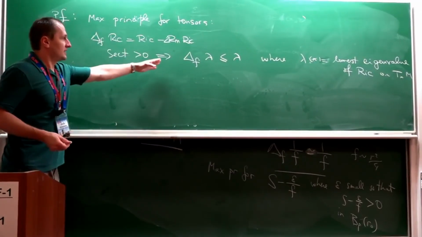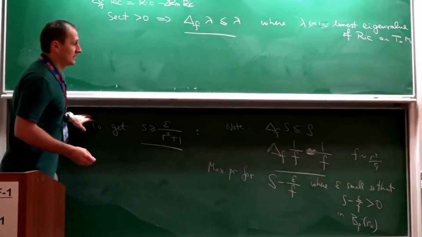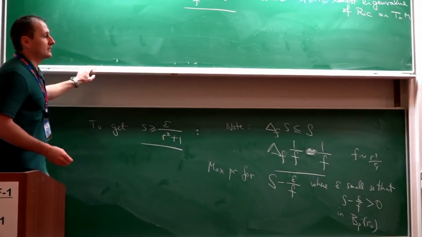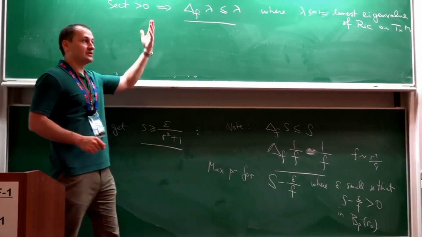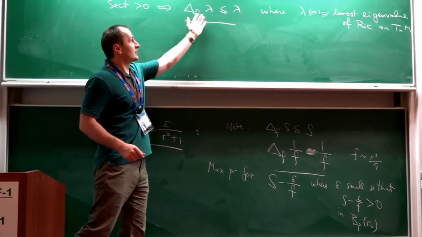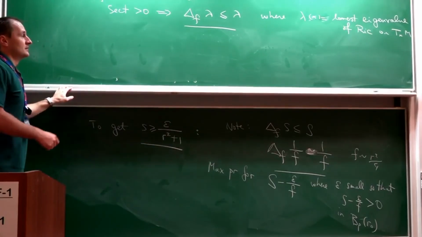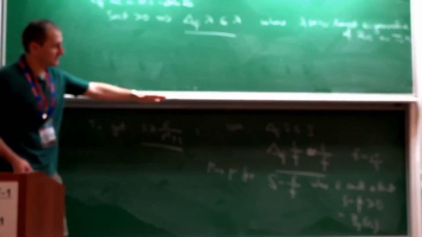So this implies that because of the sectional positive. So now you see the similarity. I had over there, S was the scalar curvature. Here I just have lambda, which is an eigenvalue. So this is not smooth in general, but this holds in the sense of barriers, in a weak sense. Then the same idea is here.